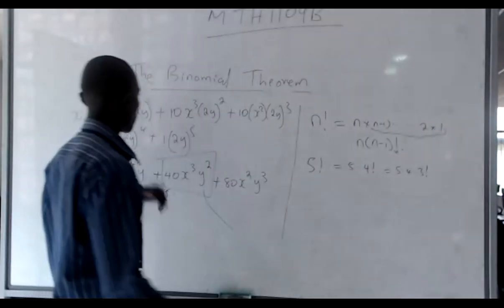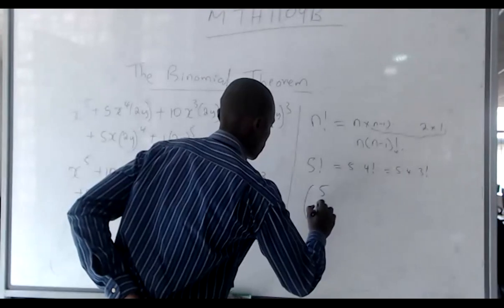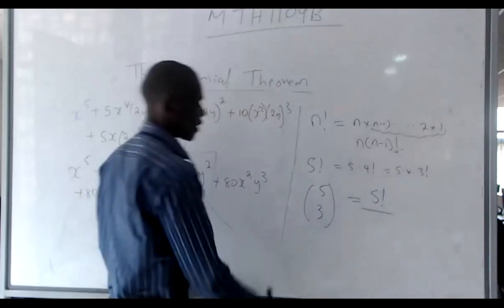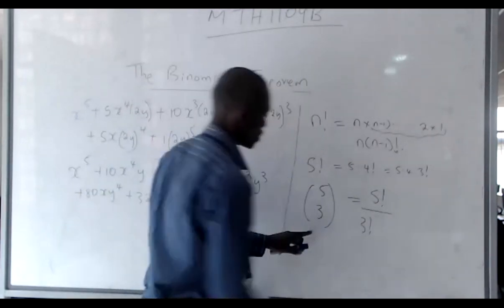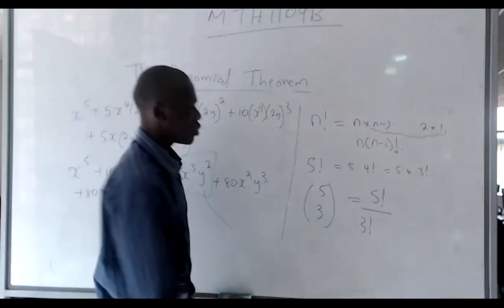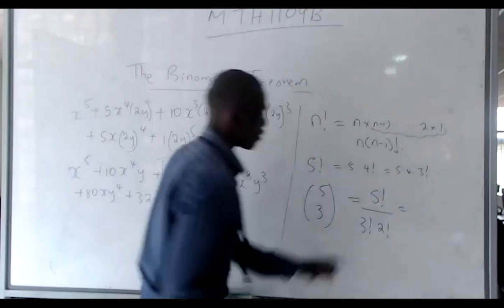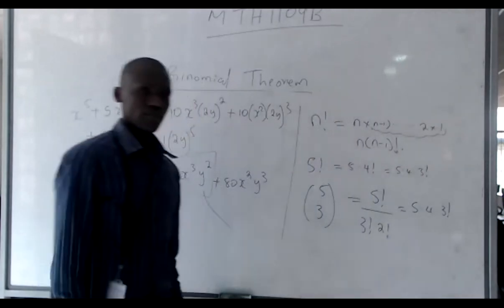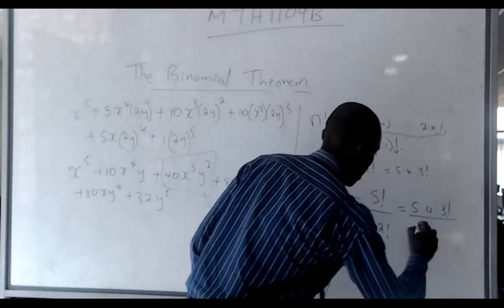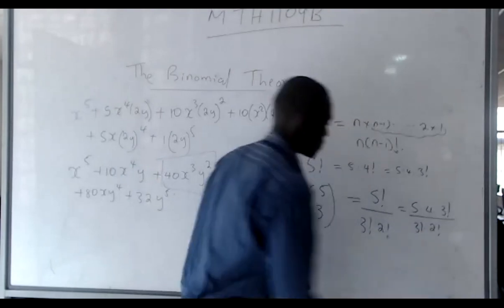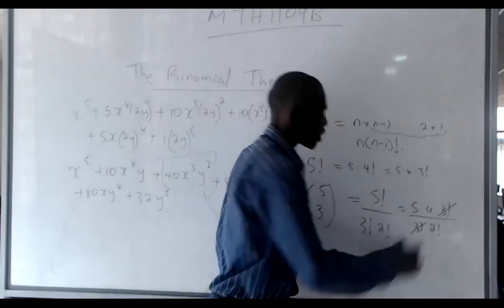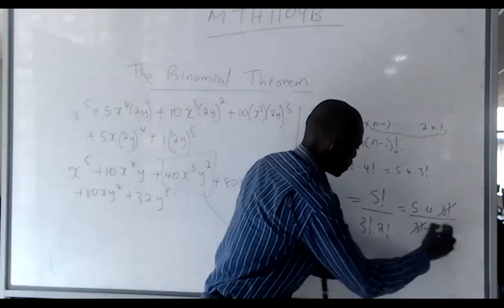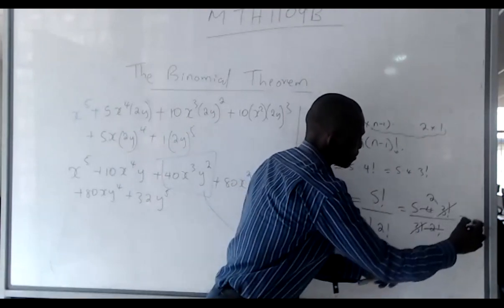Now, if I want to compute, let's say, 5 combination 3, by definition I need 5 factorial divided by 3 factorial, and then divided by 5 minus 3, which is 2 factorial. 5 factorial is simply 5 times 4 times 3 factorial. You can stop at 3. Then down here I have 3 factorial times 2 factorial. 3 factorial cancels 3 factorial. 2 factorial is 2. 2 will divide 4 2 times. So 5 times 2 gives you 10.